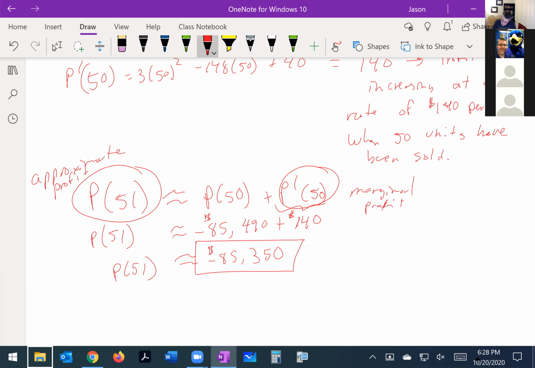Now the marginal will change depending upon where you are. Say we have a profit curve that looks like this. The rate of change here is much steeper than the rate of change here. So it depends on where you are what your marginal is. Your marginal is the slope of that tangent line. How fast you're changing is dependent upon where you're located.